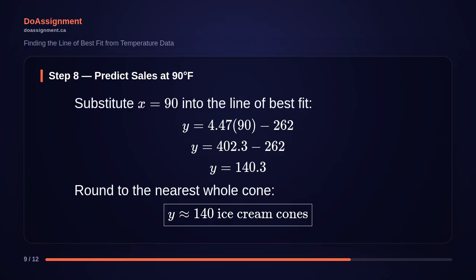Now we use our equation to make a prediction. We substitute x equals 90 into y equals 4.47x minus 262. Multiplying 4.47 by 90 gives 402.3, and subtracting 262 gives 140.3. Rounding to the nearest whole number, we predict that approximately 140 ice cream cones would be sold on a day when the high temperature reaches 90 degrees Fahrenheit.